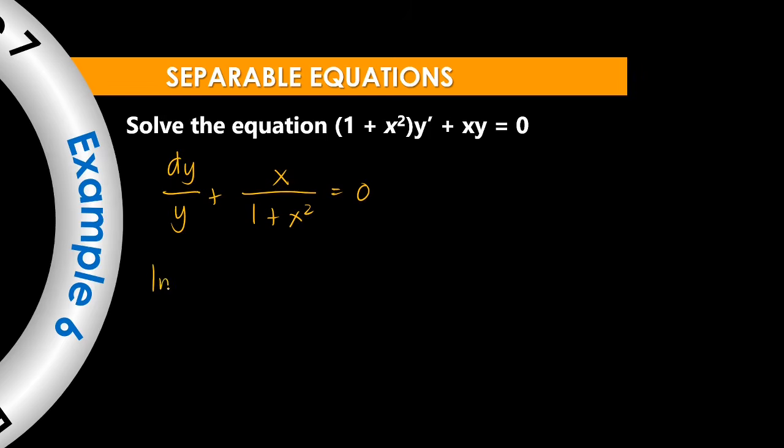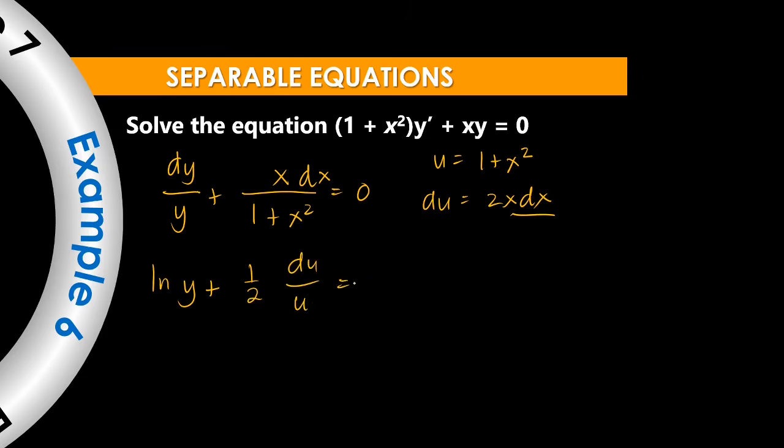Integrating this term, we'll get ln of y and then plus, okay, I forgot to include here dx. Sorry. So to integrate this, I use the substitution method. If I let u be equal to 1 plus x squared, my du will be 2x dx. And here we have 2x dx. So this can be written as 1/2 of du over u. And that is what we're going to integrate, equals, the integral of 0 is just c.